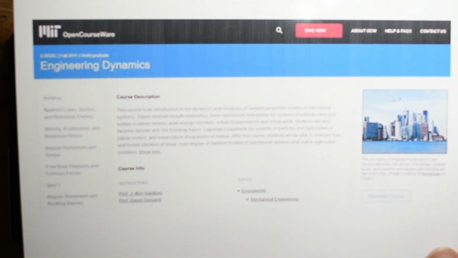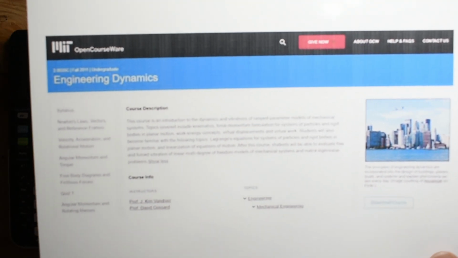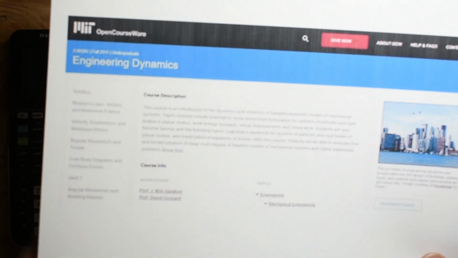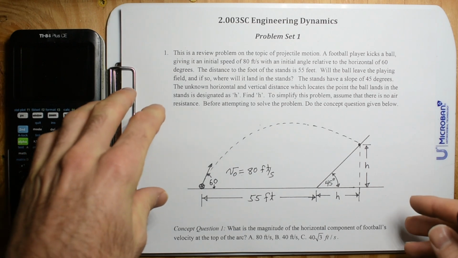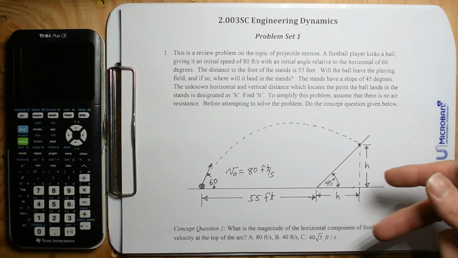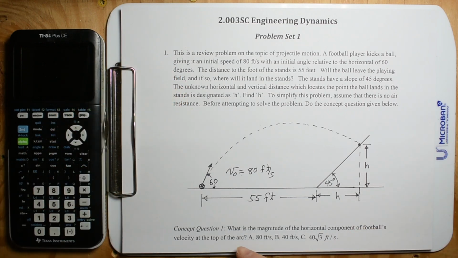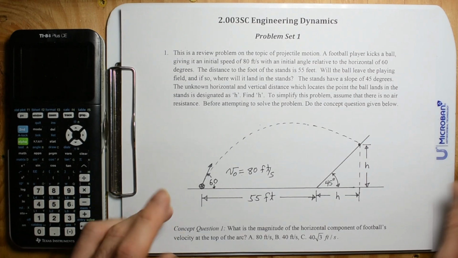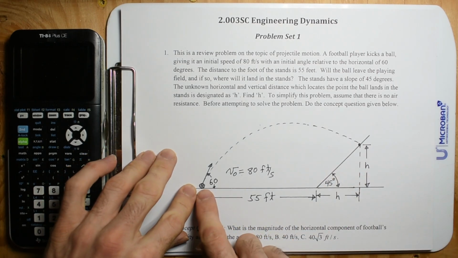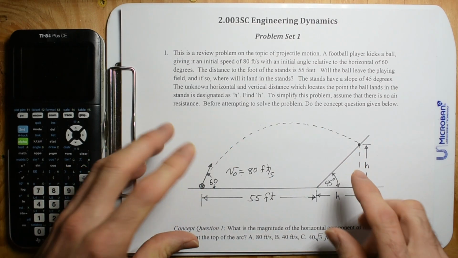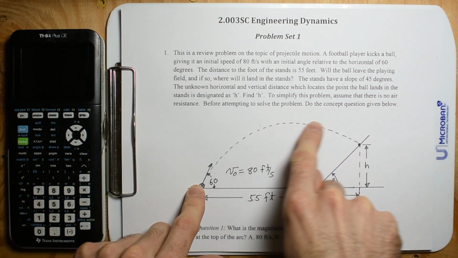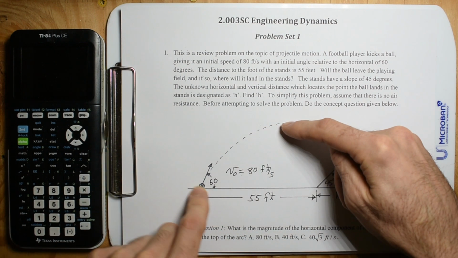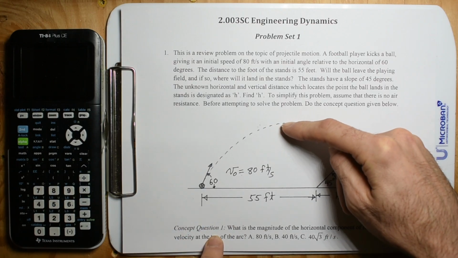Alright, so MIT has an open courseware. This is engineering dynamics. This is the course, so let's try to do it. I've already watched a bunch of lectures, so let's try to do the problems. Each problem, this professor's pretty cool, gives you a concept question. The concept question here is that we have a football being kicked into these stands, and what's the magnitude of the horizontal velocity of this football at the top of the arc?